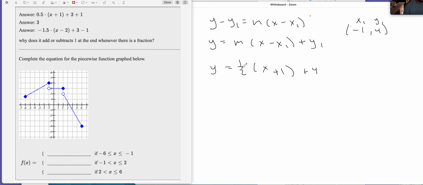This out here, the slope, is the stretch. And so this one has been vertically compressed to 1/2. This inside, this is still our left-right shift, and it still goes backwards the way we would think. A plus goes left and a minus goes right, just like we've seen in previous chapters. So that +1 means it goes left 1, and the +4 means it goes up 4. So that's just our horizontal and vertical shift, and then our stretch, or in this case, a compression.